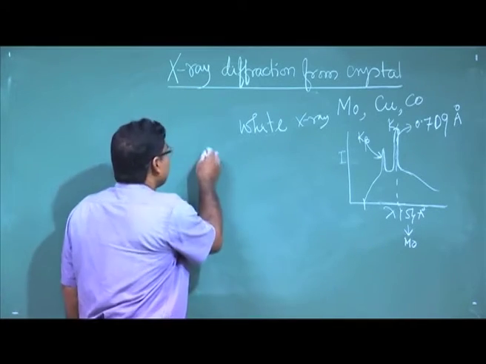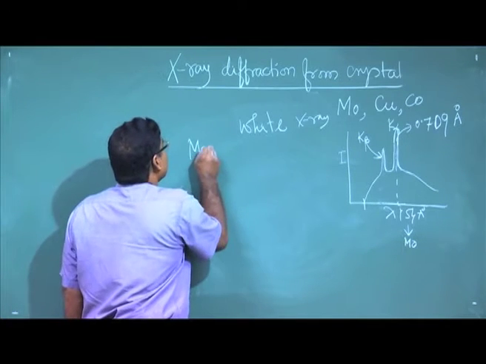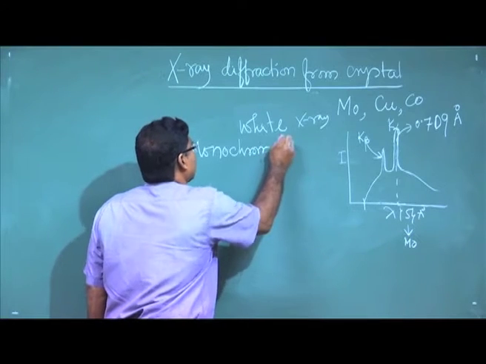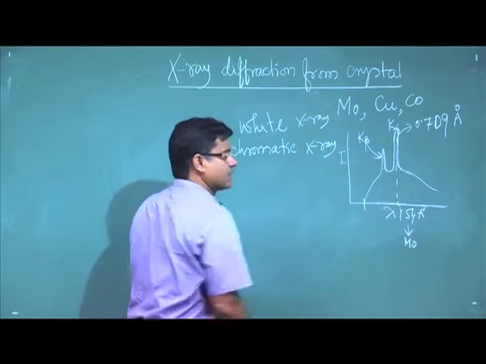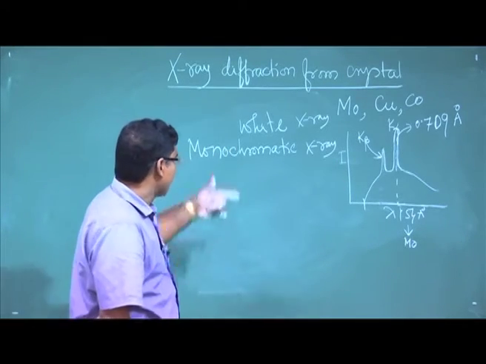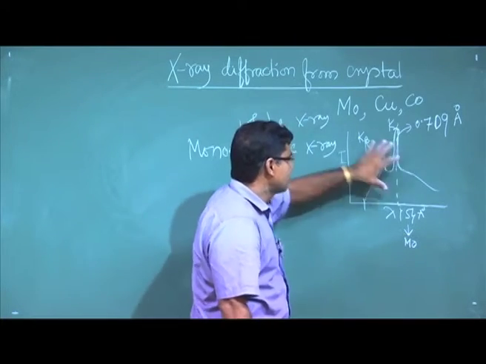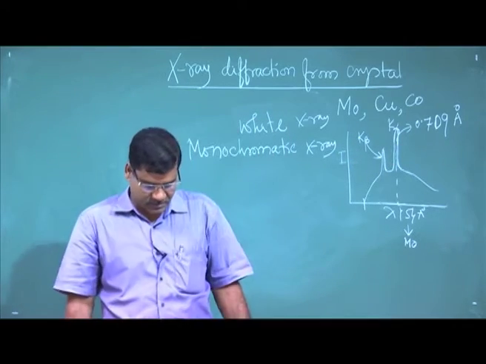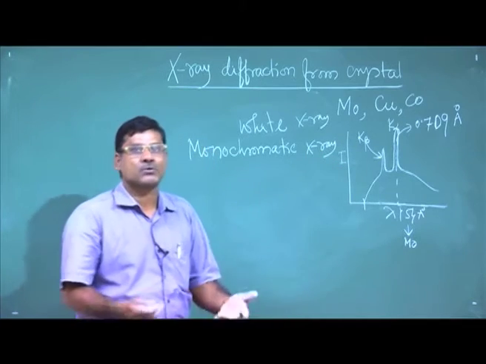And another X-ray we also use is of one wavelength. So, that is called monochromatic X-ray. Okay. So, for monochromatic X-ray, since the X-ray source is always giving this type of spectra, we have to choose one particular wavelength. So, there are different ways to choose that one.